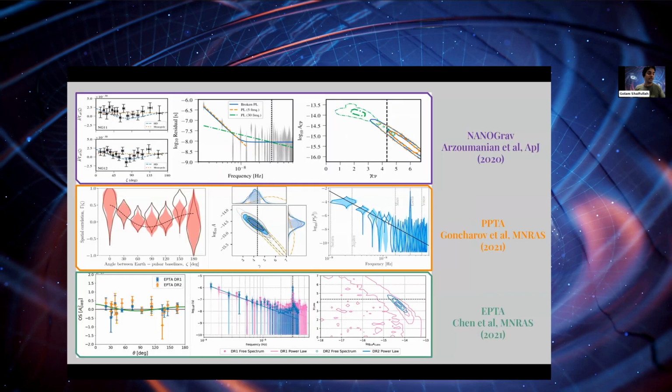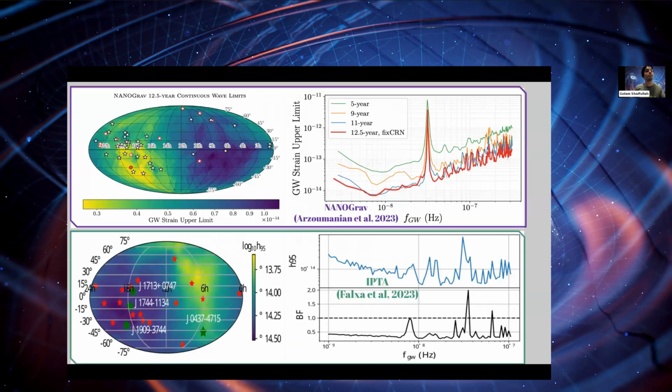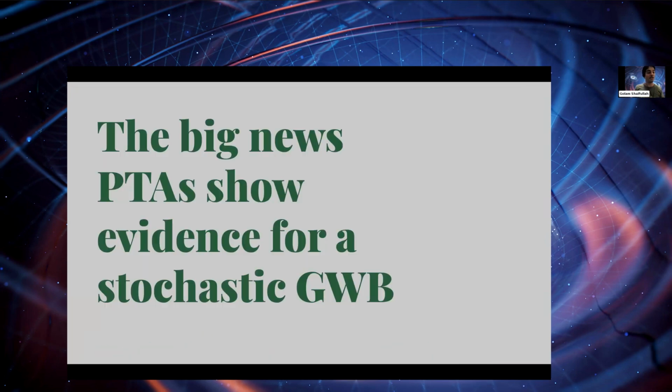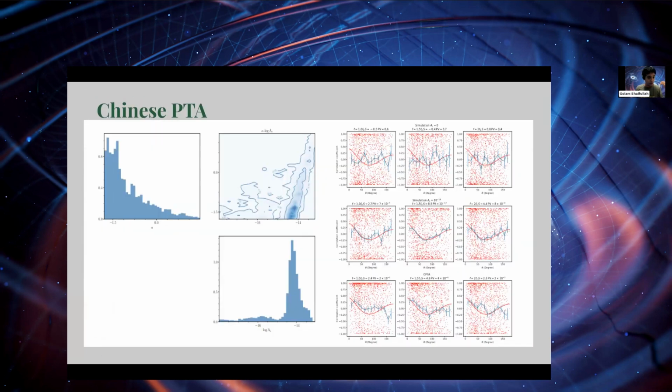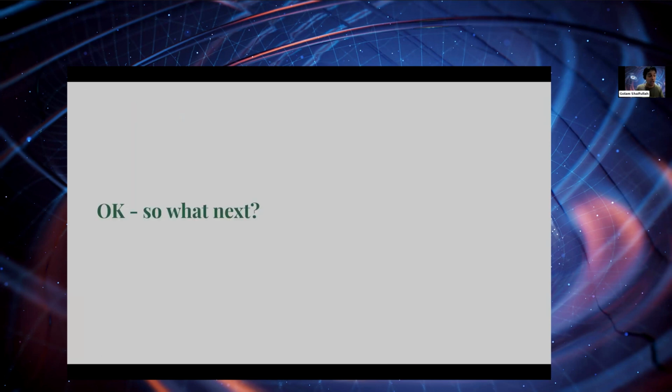So I'll skip through these slides because you have probably seen a lot of these results somewhere else. But I will flash through the EPTA results, the individual PTA results. As mentioned elsewhere, all PTAs are seeing between 3 and 4 sigma signal for an HD correlated signal in their individual PTA data sets.